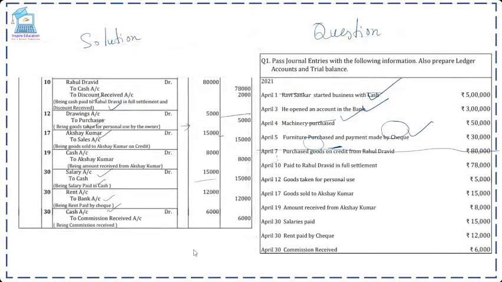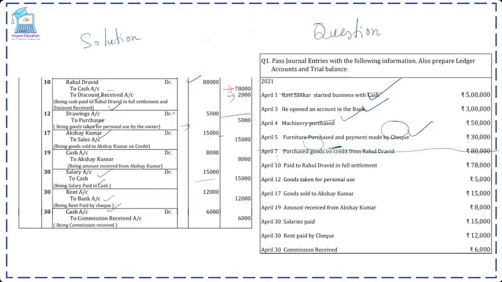This is the solution. Since we are paying to Rahul Dravid, Rahul Dravid is the receiver. So debit the receiver, 80,000. We are paying 78,000, so there is a difference of 2,000. This is the discount received. Why discount received? Because we are paying less. So this particular discount is our income.